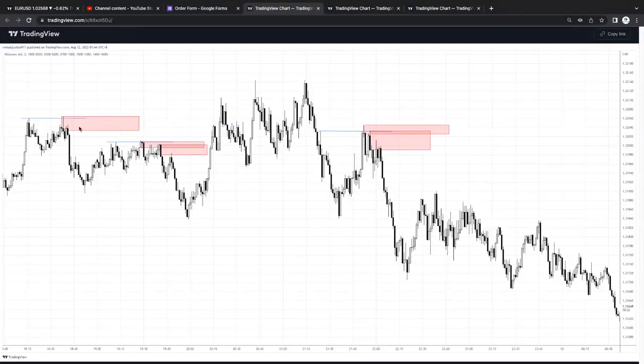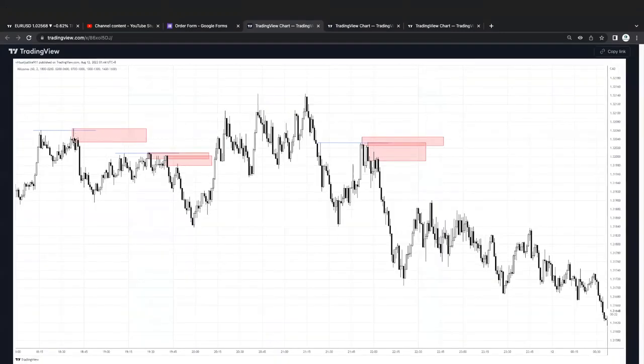Okay, first one, sweep the liquidity and sell here. Okay, perfect. Okay, sell here, sweep the liquidity, correct. Previous high sweep, but this one looks cleaner and better for the sell.